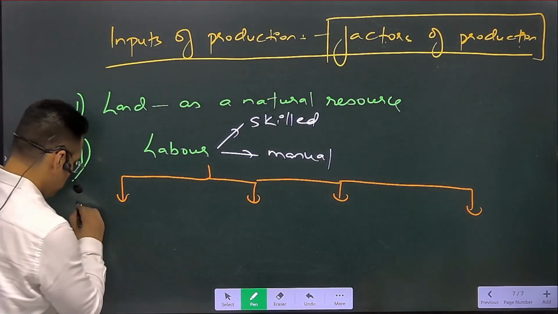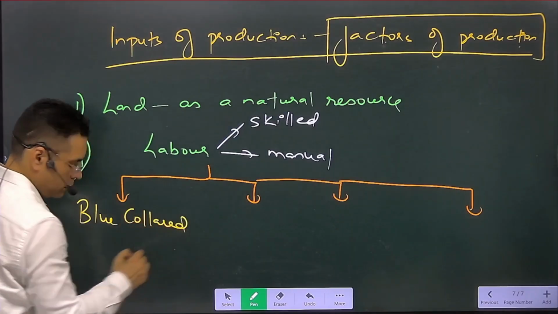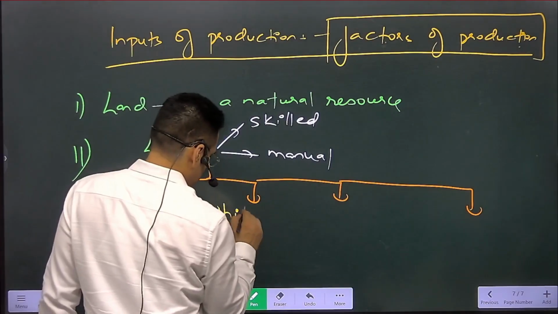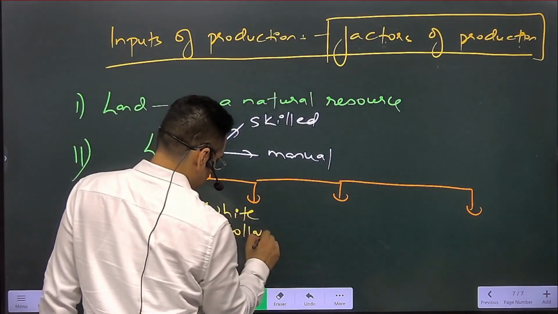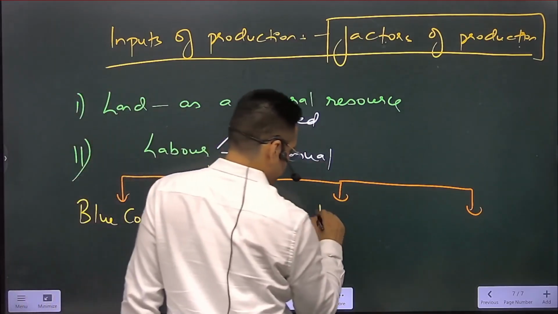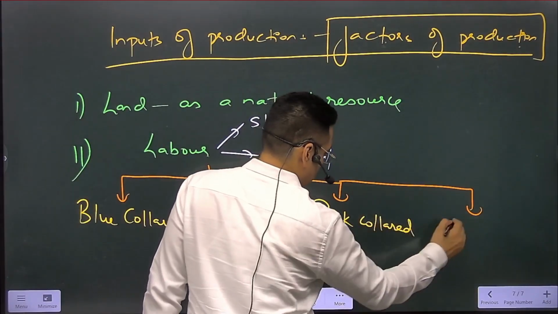So they can be blue collared. Okay, then white collared. White collared. Then pink collared. Then gold collared.